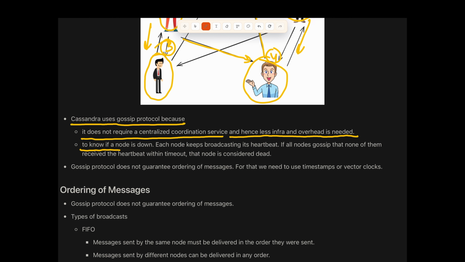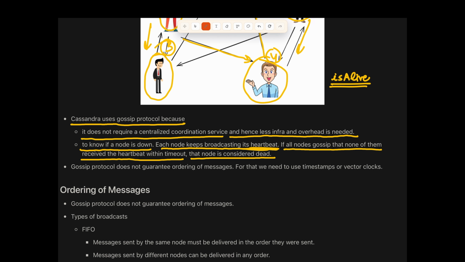To know if a node is down, each node keeps broadcasting its heartbeat. Heartbeat is nothing but an is-alive message. It is basically a small signal to other nodes that I am available, I am alive, I can take the traffic, I can handle the load. So each node keeps broadcasting its heartbeat is-alive message. If all nodes gossip that none of them received the heartbeat within a certain timeout, then that node is considered dead.